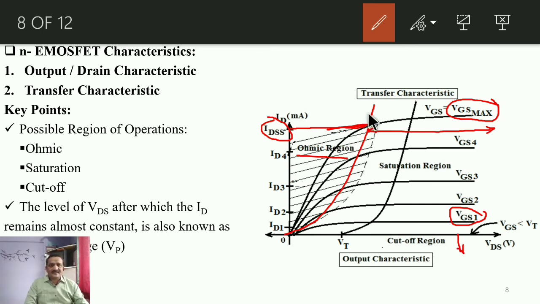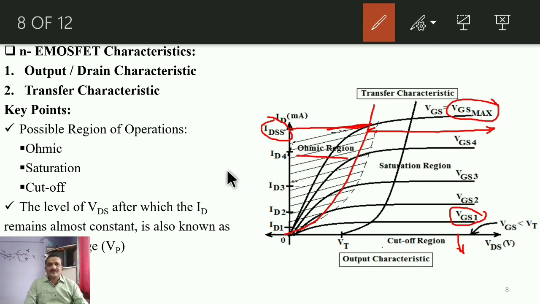In case of BJT, the linear region is known as the saturation region, the constant current region is known as the active region, and cutoff is the same. So there is no ohmic region in case of BJT. The linear region of operation is known as the saturation region. In case of FET, the region where the current remains constant is known as saturation. That is the basic difference. So there are three possible regions of operation: ohmic, saturation and cutoff.